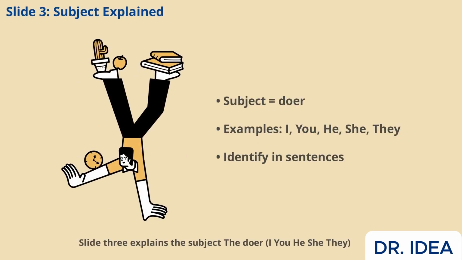Slide 3 explains the subject, the doer: I, you, he, she, they. The subject is always the person or thing doing the action in the sentence. Practice identifying the subject in different sentences to improve your understanding.